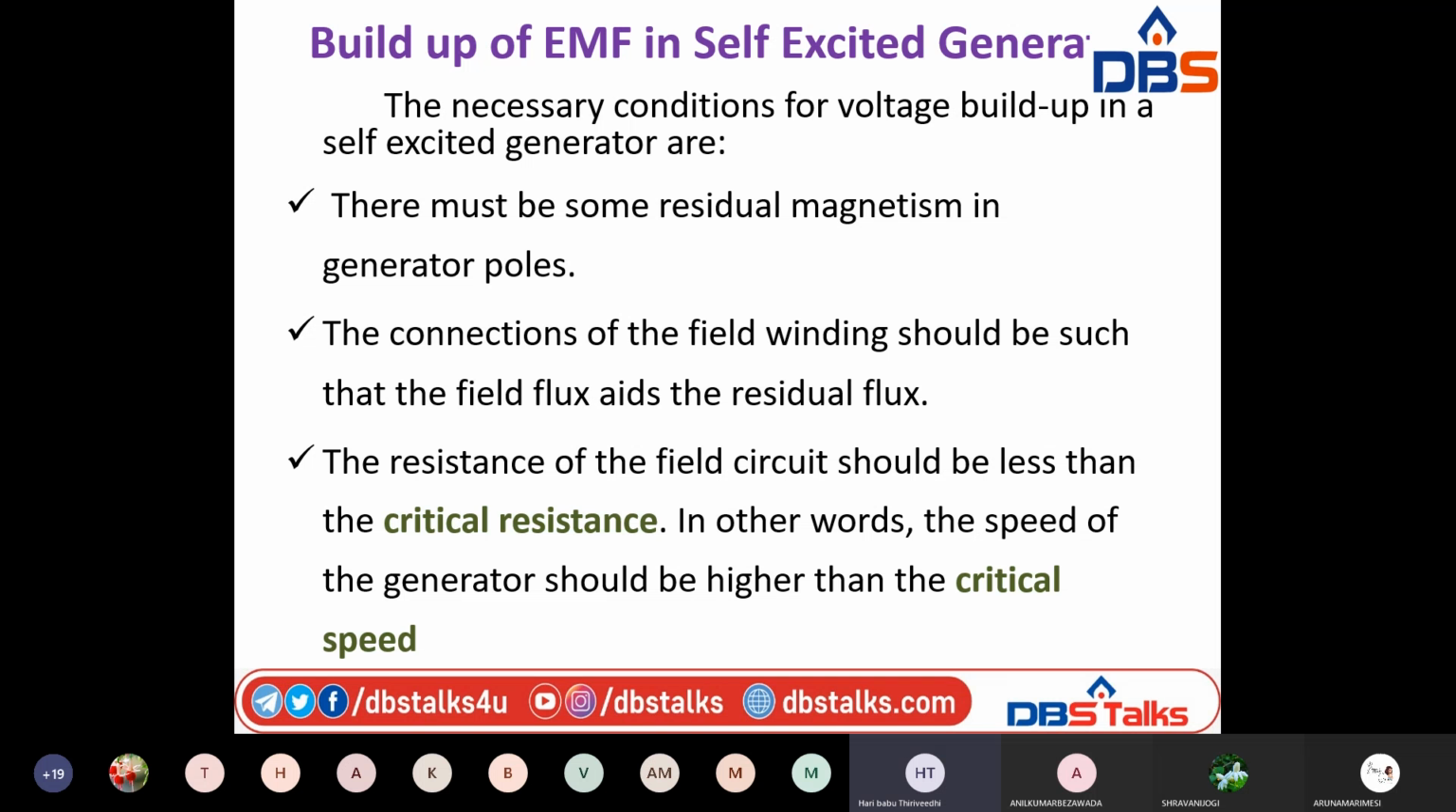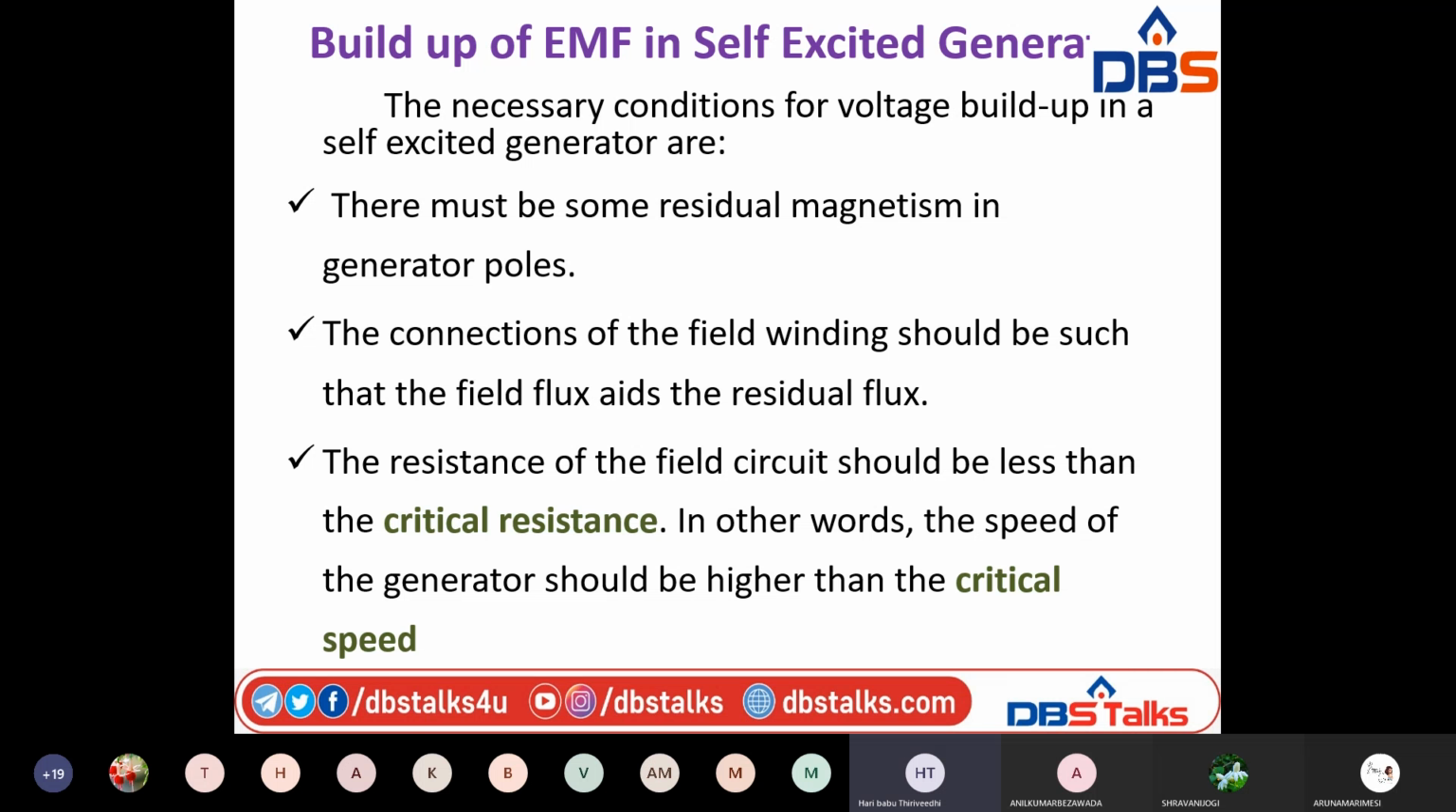So till now I have discussed this. Already residual flux is there. Because of the residual flux, some voltage will appear, say 12 volts. Now the main flux is there, and because of the main flux, some voltage will be produced. Now these two will be adding, so the voltage will be increasing.